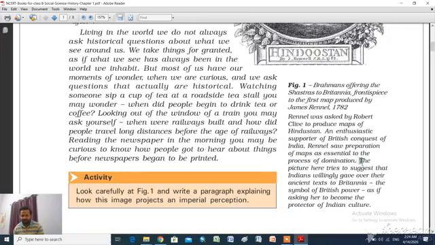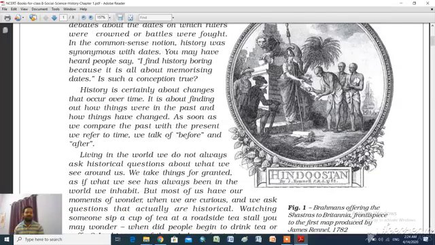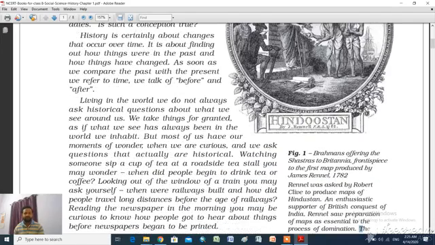Here look at this description. The picture here tries to suggest that Indians willingly gave over their ancient texts to Britannia. So this picture symbolizes the royalty, the greatness, the glory of the British, that they captured India. So this is an important thing.